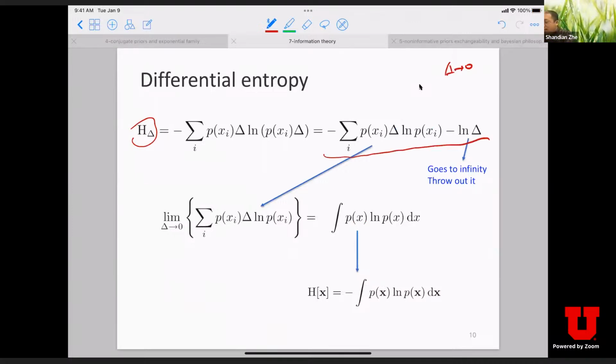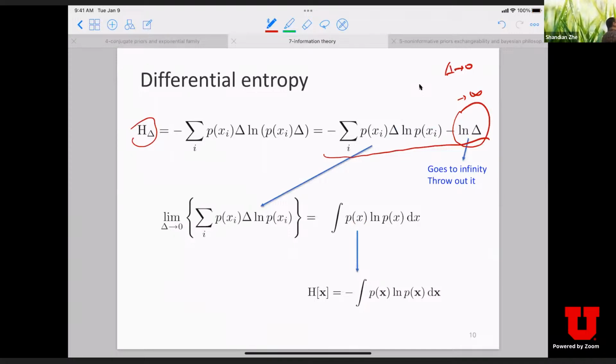Unfortunately, we got a constant term, logarithm delta, here. So as the bin size goes to 0, this term goes to infinity. Delta goes to 0, the logarithm of delta goes to minus infinity, and minus logarithm delta goes to infinity. So if you follow the definition of entropy in the discrete case, it won't work for the continuous case, because the entropy in the continuous case is simply infinity.